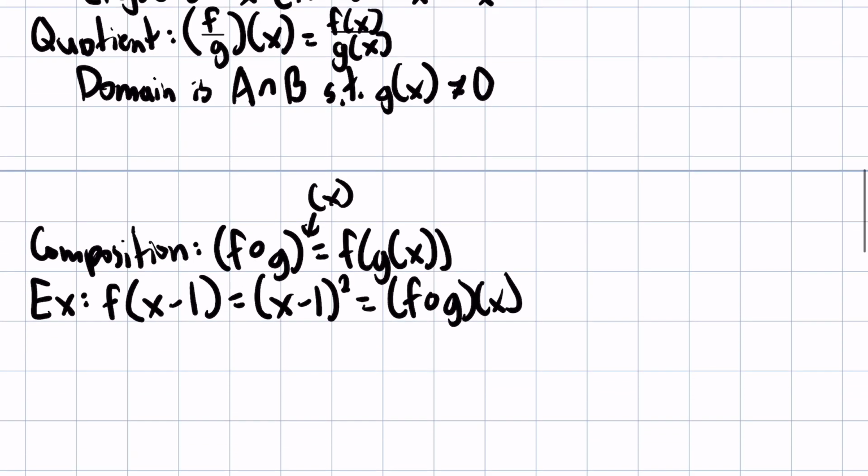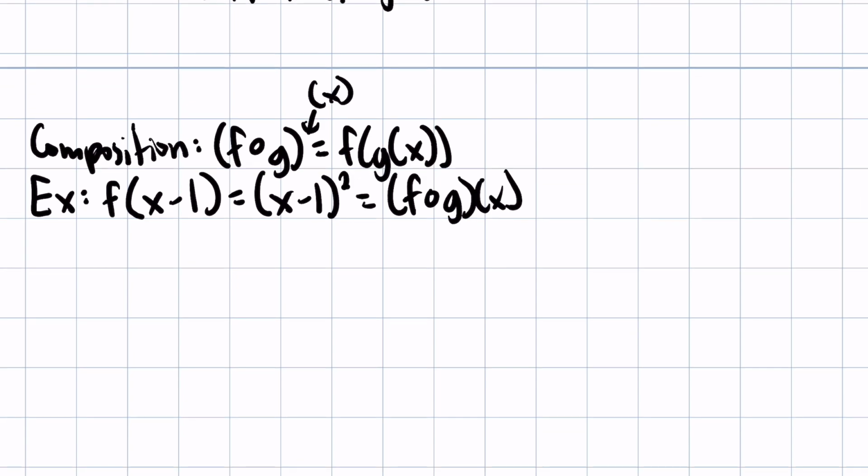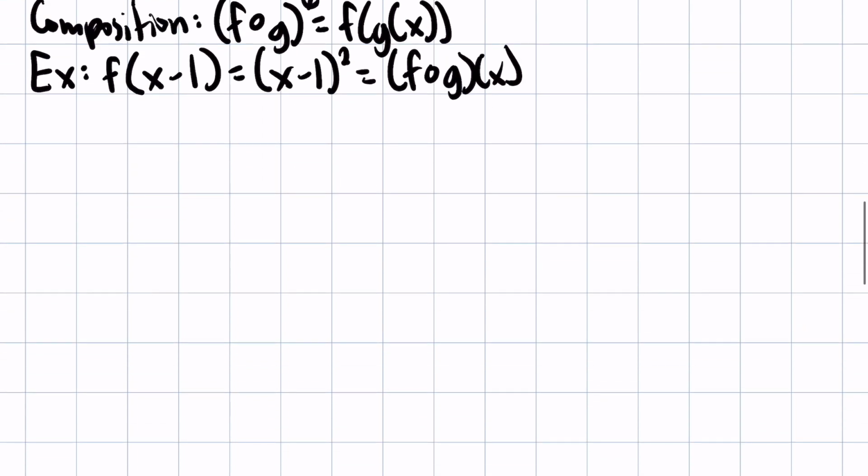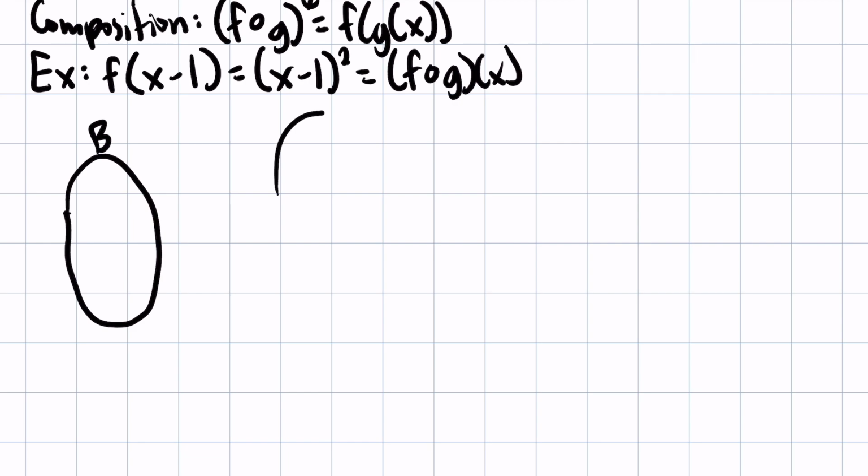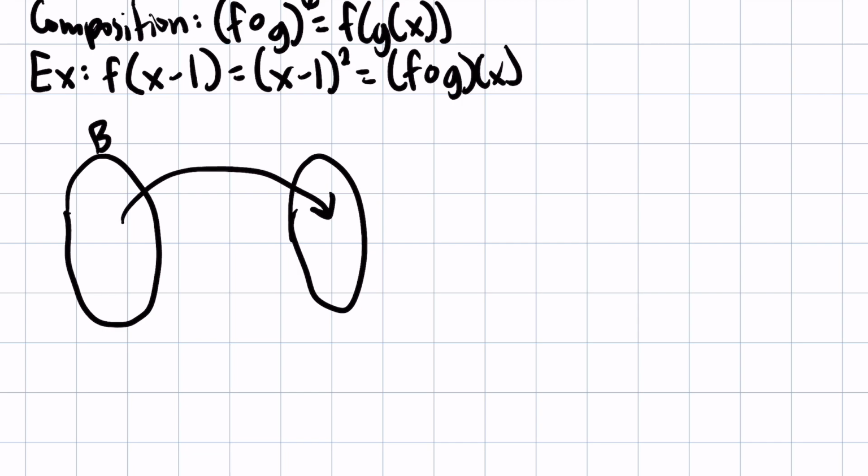And then in terms of its domain, the domain of f of g is the set of all x in the domain of g such that g of x is in the domain of f. Now, we kind of have to draw a picture to understand this. So this is B, the domain of g. Let's say that g maps to this other set, right? G goes here. And then let's say that overlaps with A, the domain of f.